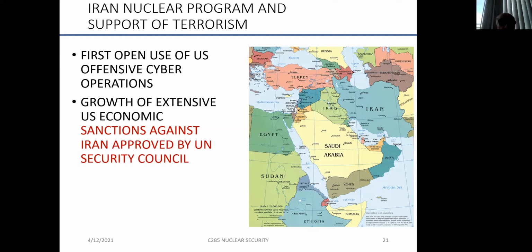So, depends on your definition of open use, I guess. There's almost nothing in the open literature about U.S. offensive cyber operations. Everything is highly classified.